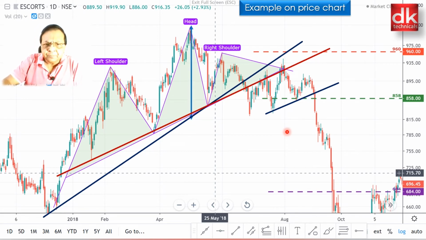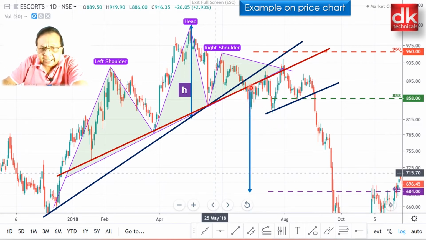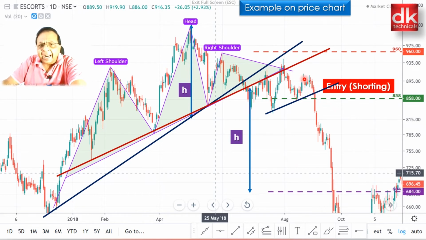So friends, in order to calculate the target, we measure from head to neckline. This is the vertical line. So this is, for example, the value H, and we will project it from the point of breakdown to arrive at the target. So we are projecting, this is the breakdown. From here, this will be the target. So this is the H projected down. The price is likely to fall from this level by a minimum of H, which is the minimum objective of head and shoulder, the target.